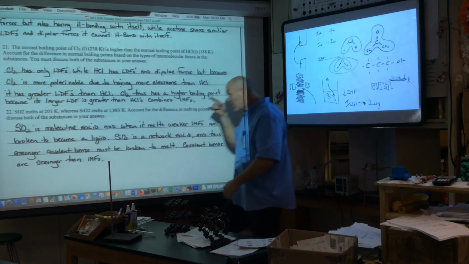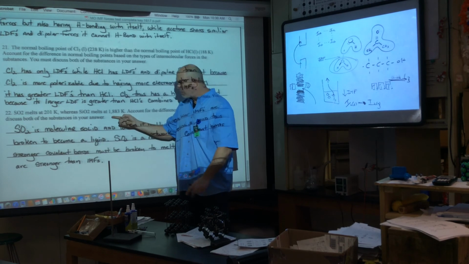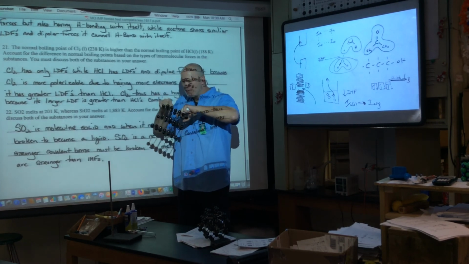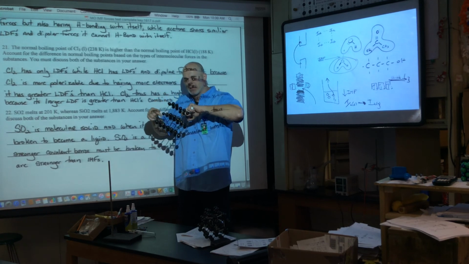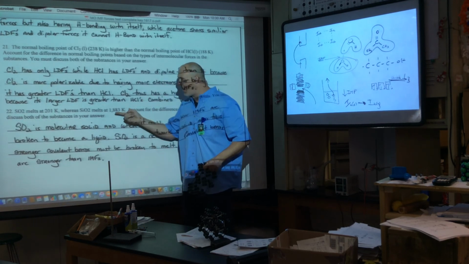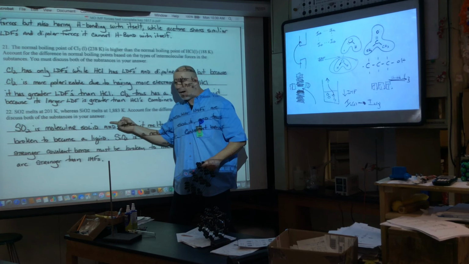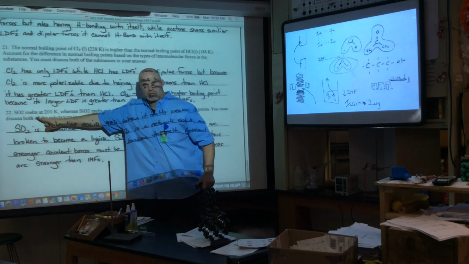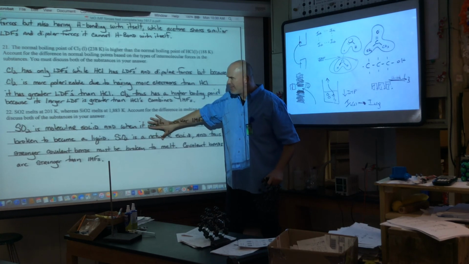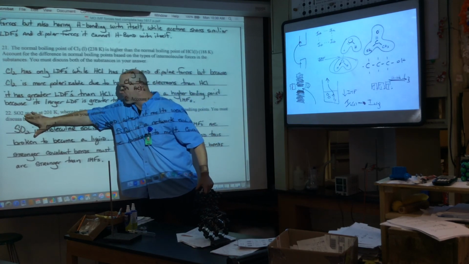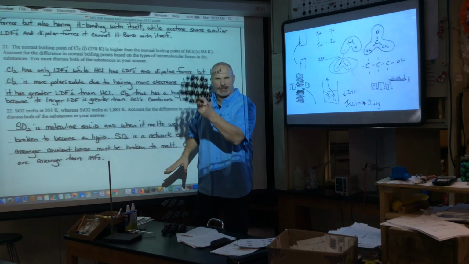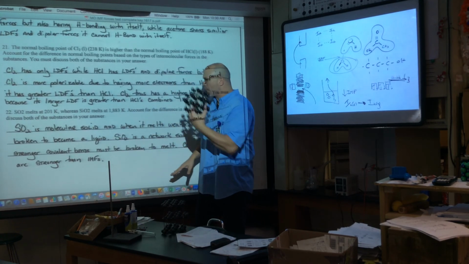SiO2 melts at a huge leap. What is so different about silicon dioxide? It must be bonded continuously with covalent bonds because it takes a lot more energy to break bonds than to break what? Intermolecular attractions. I was after that this has IMFs only to break apart. This must have had bonds. That's what a network solid is. Covalent bonds. It takes more energy to break apart.